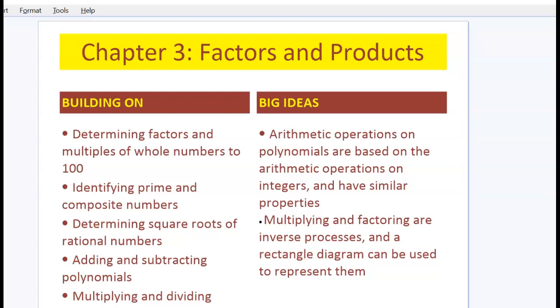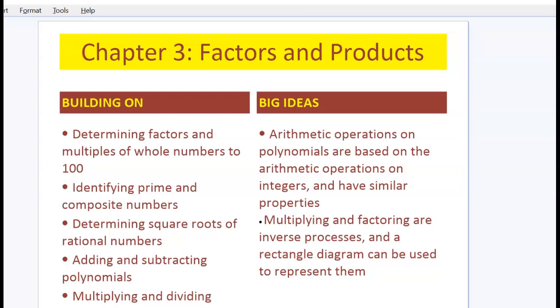In Chapter 3, we'll be focusing on factors and products, and we're going to be building on some of the skills from grade 9: determining factors and multiples of whole numbers to 100, identifying prime and composite numbers, determining square roots of rational numbers, adding and subtracting polynomials, and multiplying and dividing polynomials.